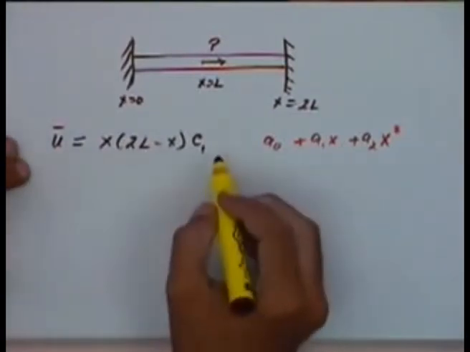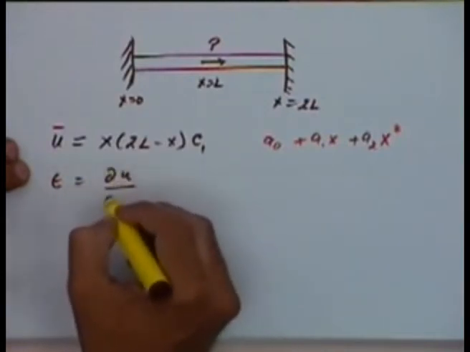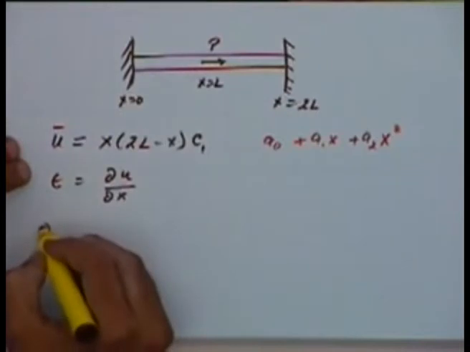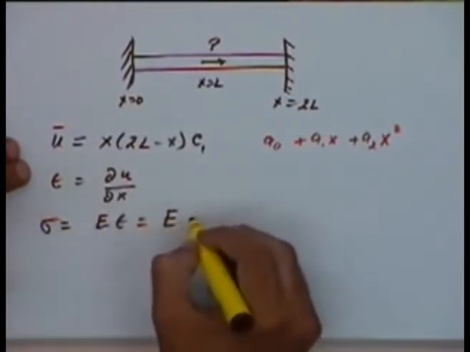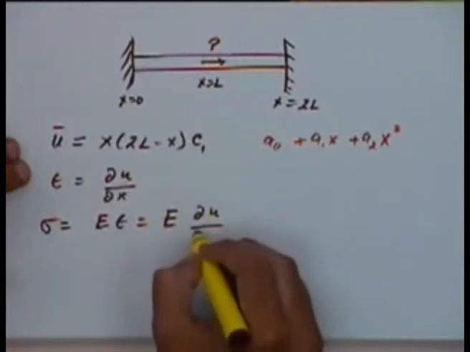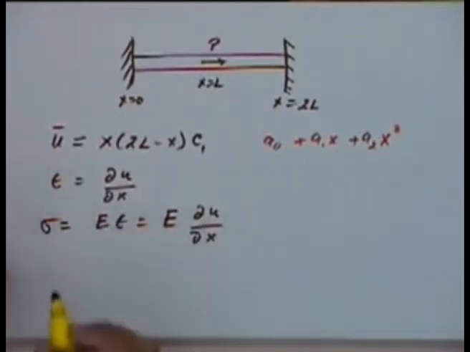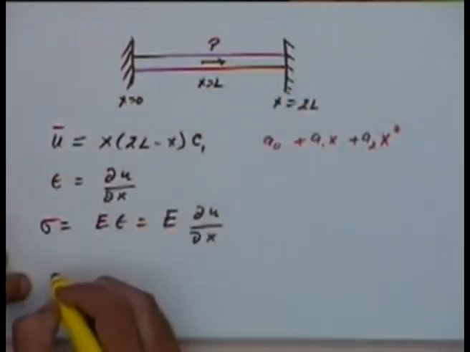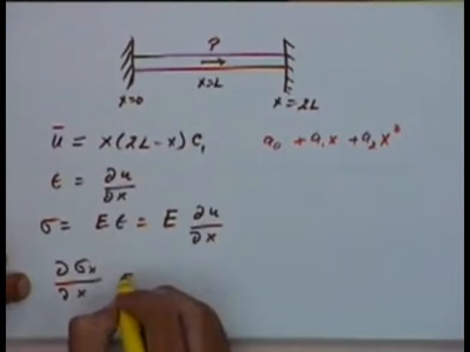Now if this is the deformation, epsilon we know is equal to del u by del x, and sigma we know is E times epsilon, which is equal to E times del u by del x. And the governing equation for a 1-dimensional case, which I just mentioned, is del sigma x by del x equal to 0.